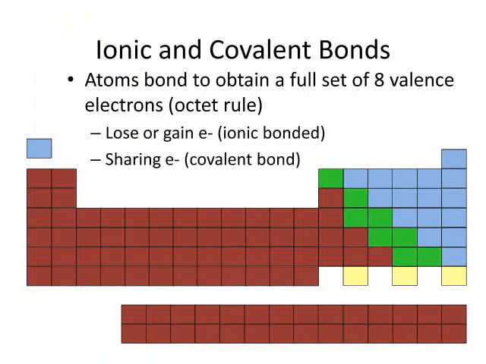Okay, we also have 2 types of bonds that we're really going to focus on. What happens is that they want to have 8 valence electrons. So ionic compounds will lose or gain electrons. You have your metal, non-metal, and then your covalent compounds are your nonmetals only. So when you have 2 nonmetals coming together, they're just sharing their electrons.